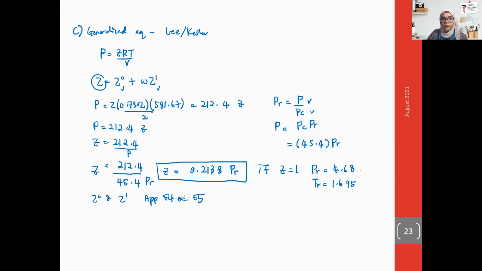So by using this value of PR and TR, we can have the value of Z0 from the appendix, which is 0.887, and Z1 equal to 0.258. So you can find the Z, which is 0.887 plus the eccentric factor times Z1. The eccentric factor is a fixed value, because we may refer to appendix B1 for methane. So I hope that you understand about this.